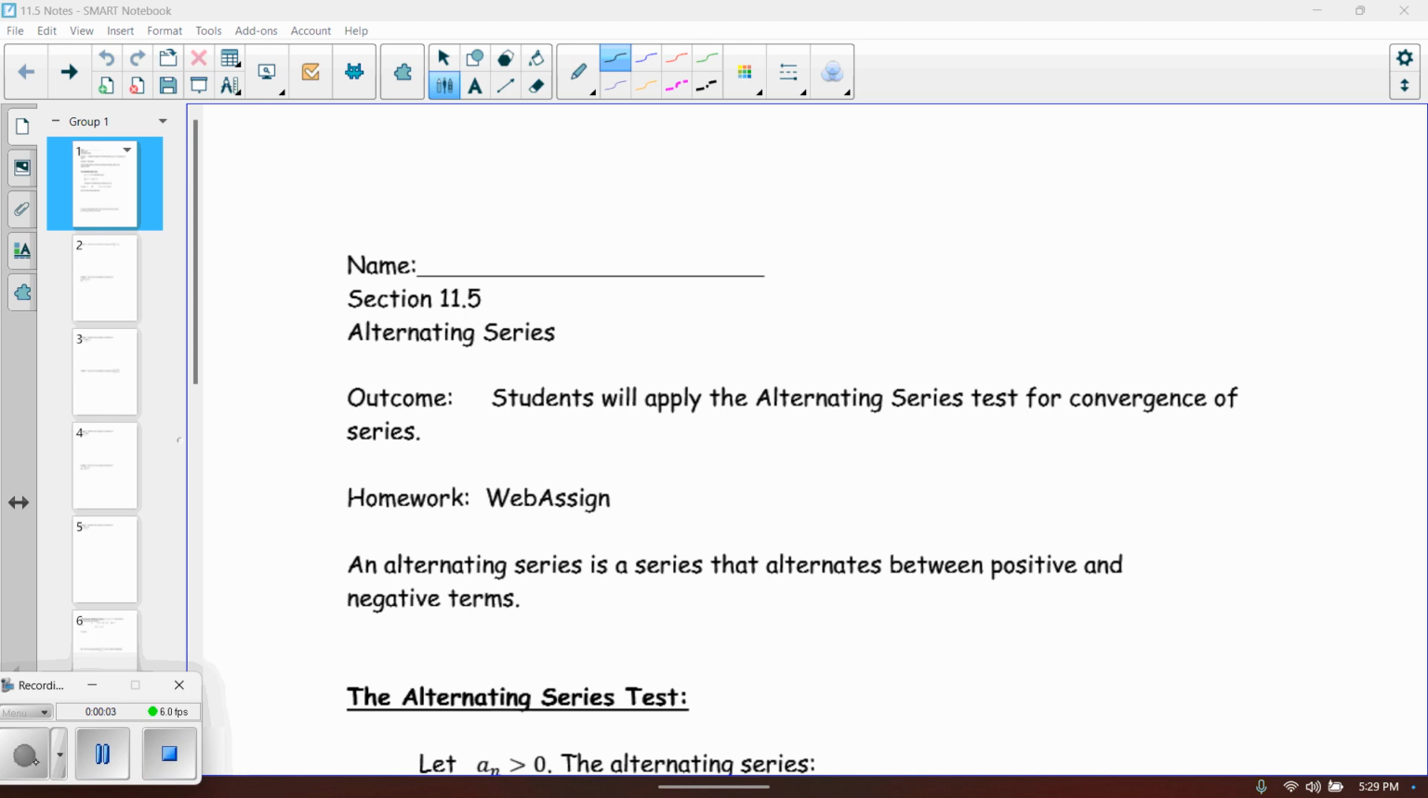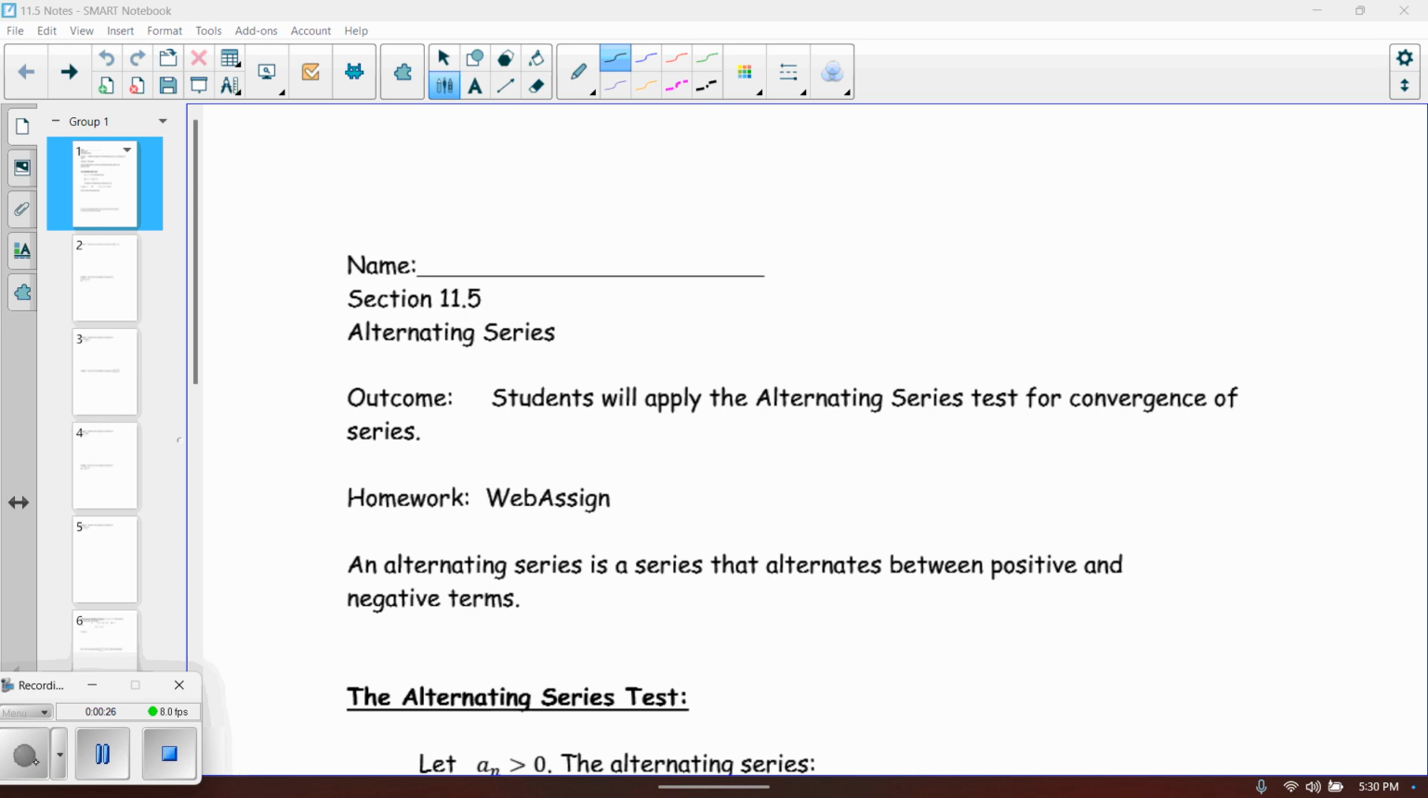All right, so this is section 11.5. Again, continuing on with our convergence and divergence testing, we're going to talk about what is called the alternating series test. Just to make sure we understand, the alternating series test will be a convergence test only. It will not tell you divergence.